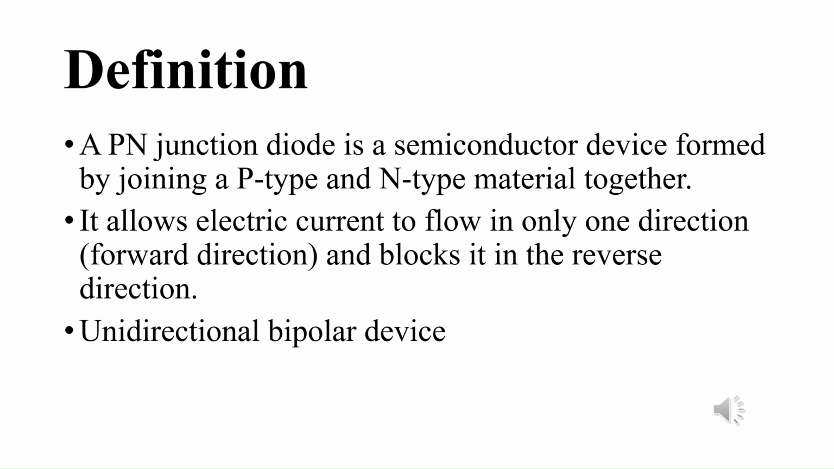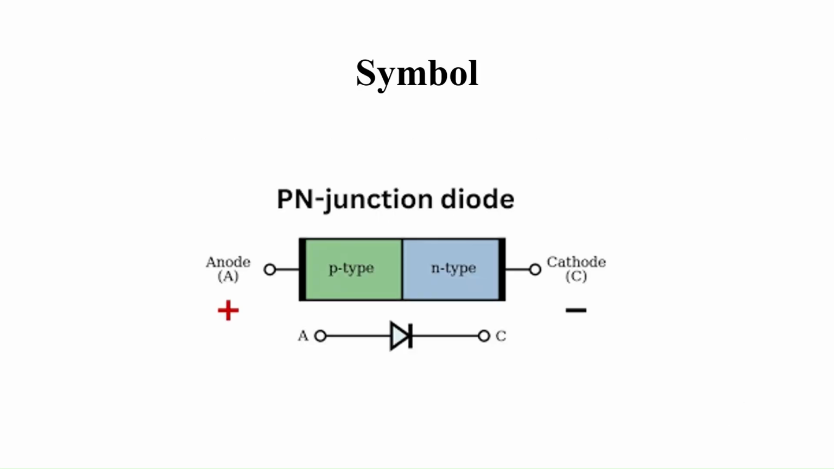While joining a p-type and n-type semiconductor, this is the symbolic representation of the PN junction diode. A represents anode, which is positive, and C represents cathode, that means negative. The current flows from anode to cathode. That's why we say that this is a unidirectional bipolar device.